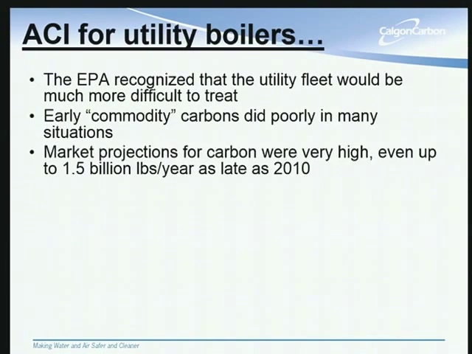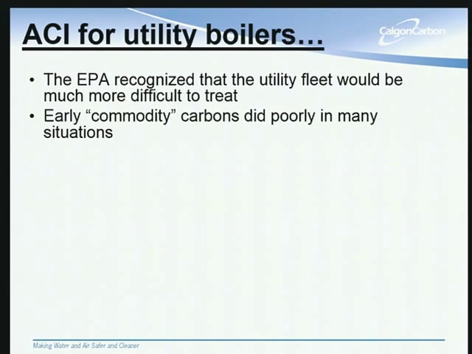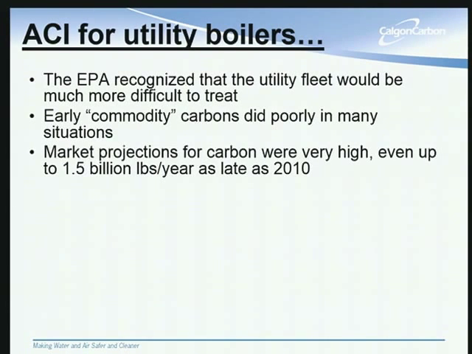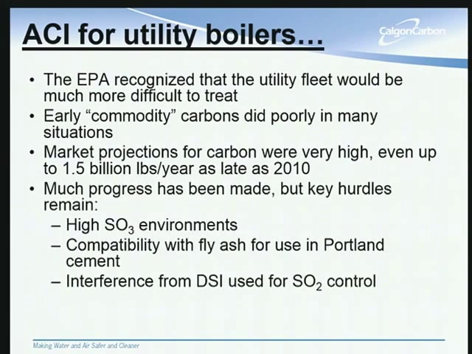Okay. Fast forward to regulating the utility sector for mercury. Fortunately, the EPA recognized that it was going to be a good deal more difficult compared to the incinerator fleet. And indeed, it was found that early commodity-type activated carbons fared very poorly. Therefore, early market projections for activated carbon were sky high. Even as late as 2010, projections were as high as 1.5 billion pounds per year. However, a lot of progress has been made since then.